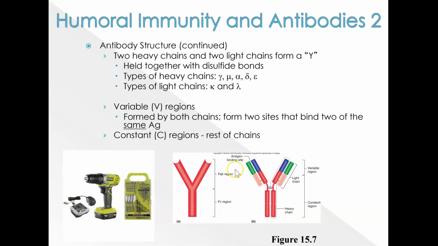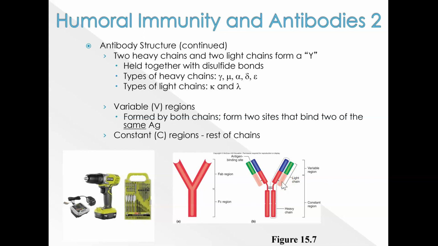And so this end is called the antigen binding site. I'm getting ahead of myself. Hold on. So let's first discuss the regions of the antibody. Remember, we have two regions, the Fab region and the Fc region. The Fab region contains the variable region. So we can see the variable region are the blue and green regions. The constant region are the red regions and this light pink region.